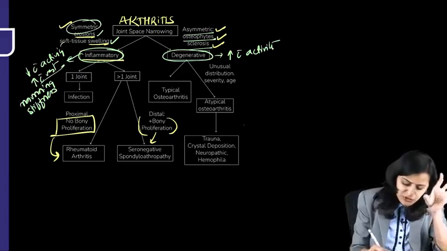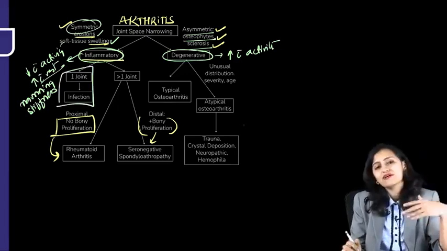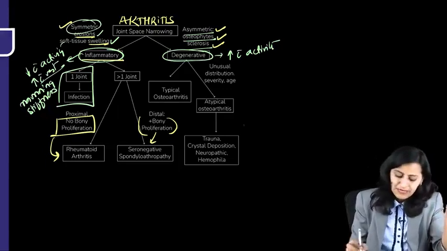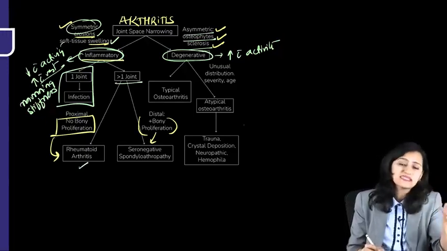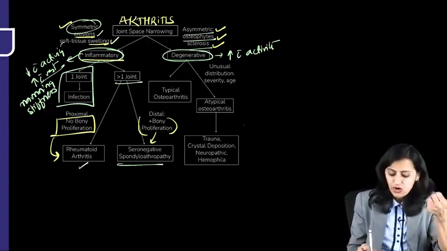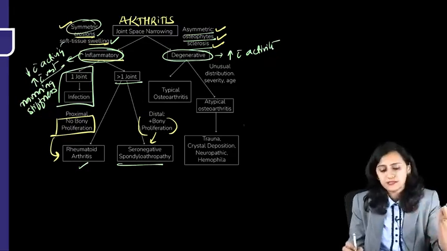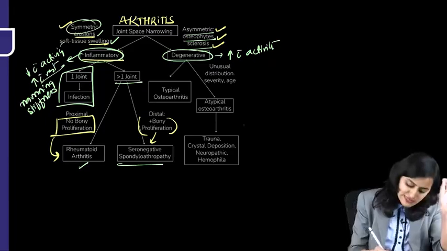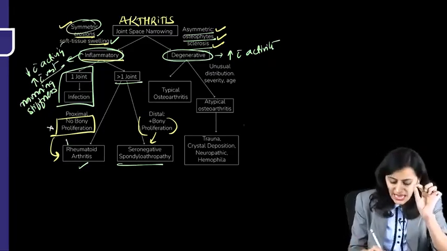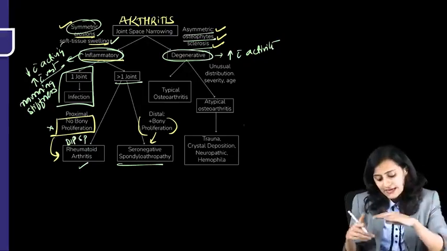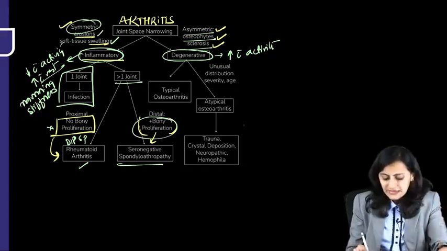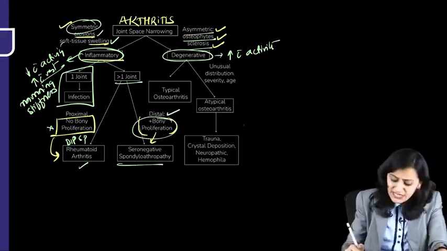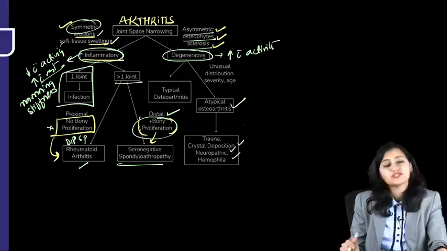In inflammatory arthritis, if only one joint is involved, then we think of infection, septic arthritis. If more than one joint is involved, then we think of rheumatoid arthritis, that is seropositive, RA factor positive, or seronegative spondyloarthropathy. The difference is that in rheumatoid arthritis there is no bony proliferation and the DIP is spared. In seronegative, there is bony proliferation, like in psoriatic arthritis, and the DIP also is involved. Degenerative arthritis can be atypical also, which includes neuropathic, crystal deposition and hemophilia.